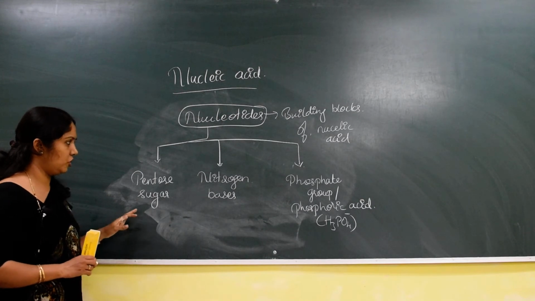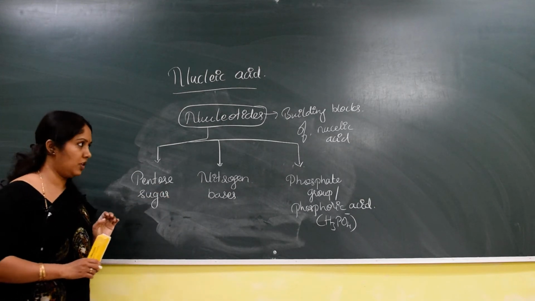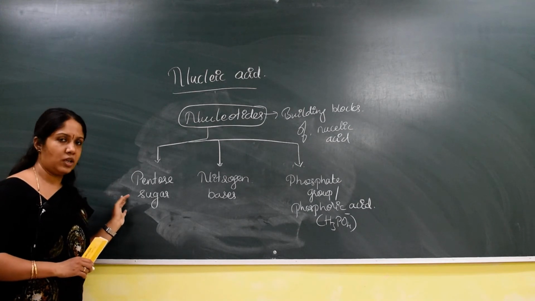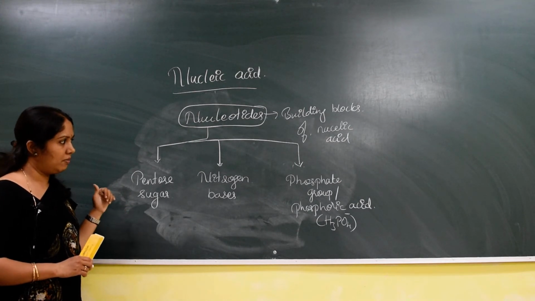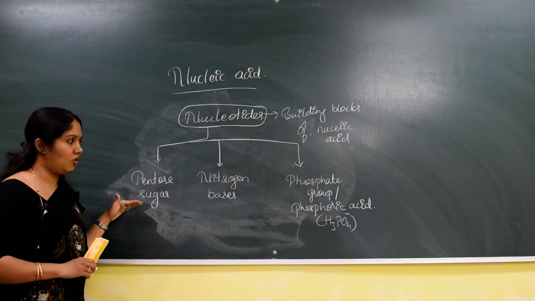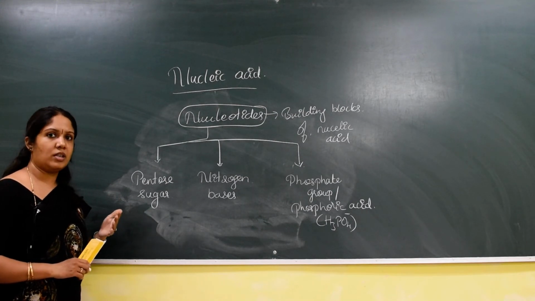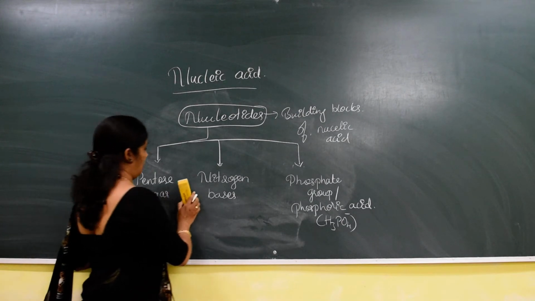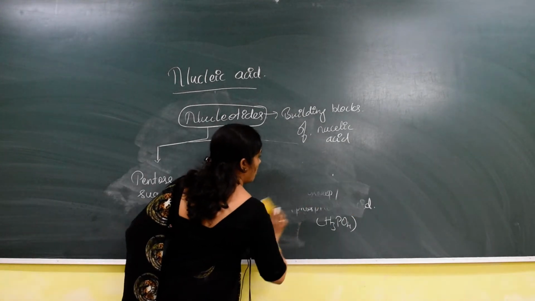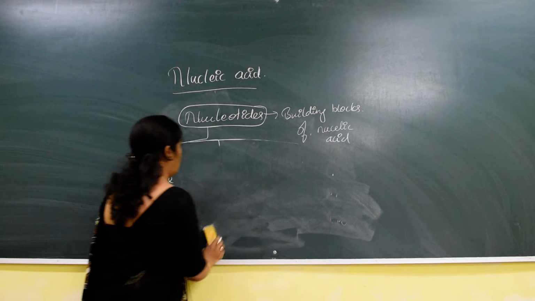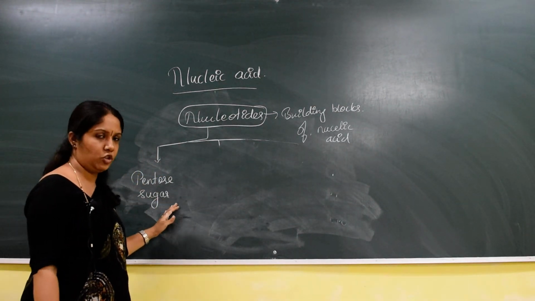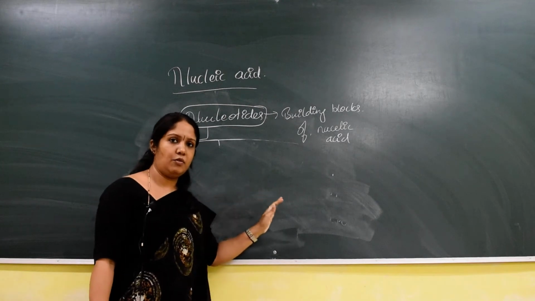Now we'll study one by one: what is this pentose sugar, what are nitrogen bases, what is the phosphate group? This is a very basic concept which you have already studied in your lower classes, but by taking this basic concept in detail, we are going to study the structure of DNA. So the nucleotide is made up of three units: pentose sugar, nitrogen bases and phosphate group.